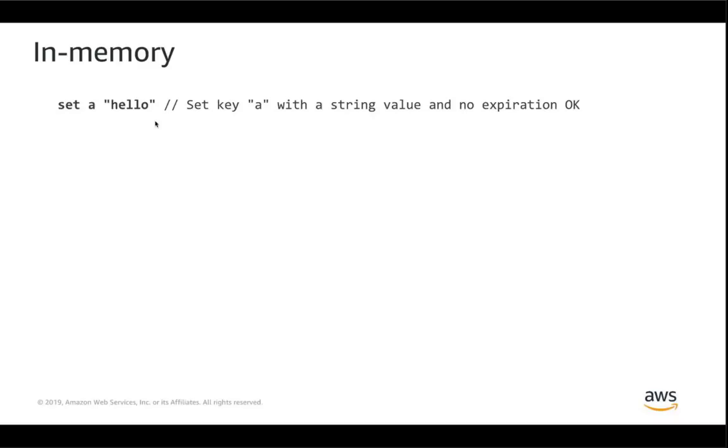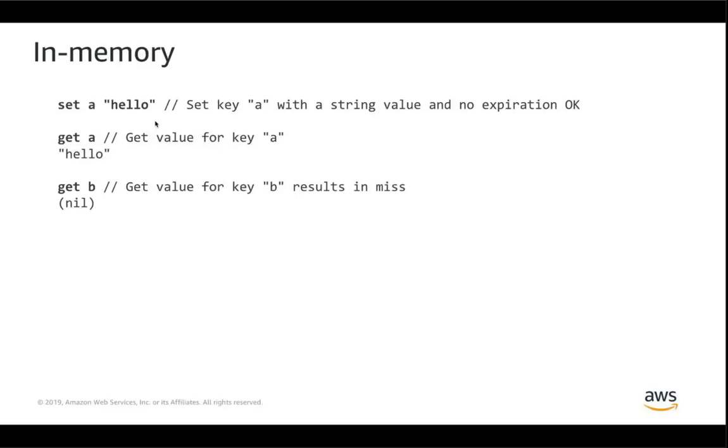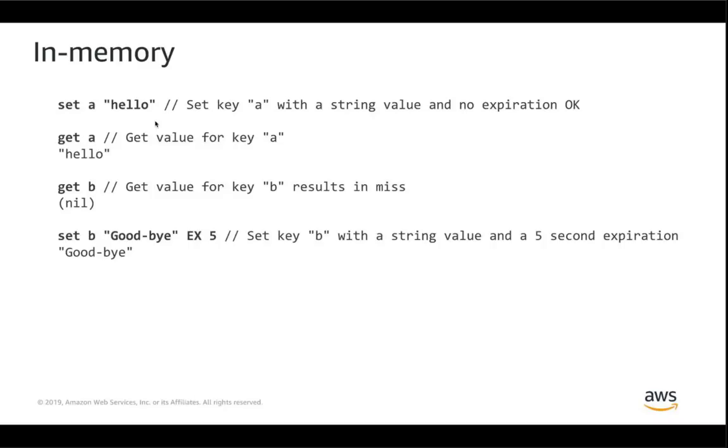We're going to set A to the value hello. We can come back and get that value, which is hello, right? That's just an example of a simple cached value. We can go and say, hey, we want to get value B. There's nothing there, right? That would be a cache miss. We can set B to be goodbye with an expiration of 5 seconds, which is nice because with caching use cases, we want to expire that cache. So if there's a cache miss, we go back and retrieve the most recent data. So we can wait for that value. After 5 seconds, we can go back and it'll be null again.